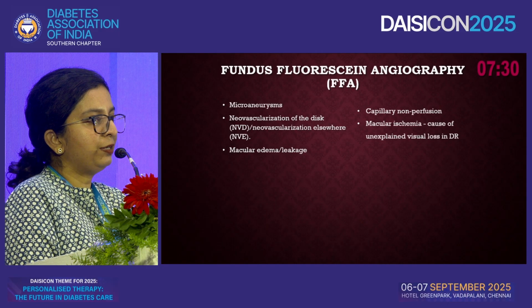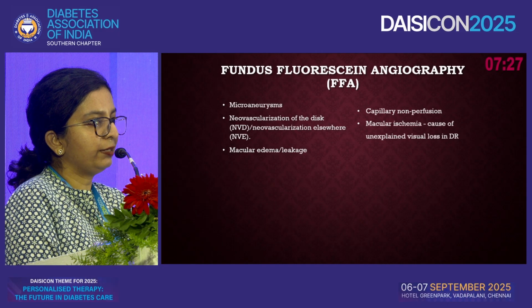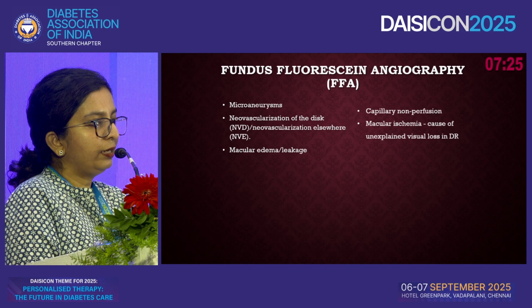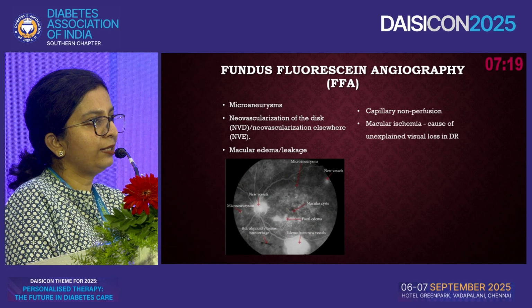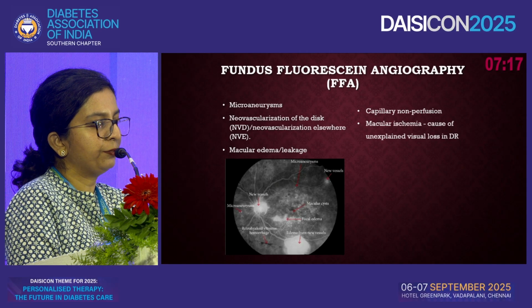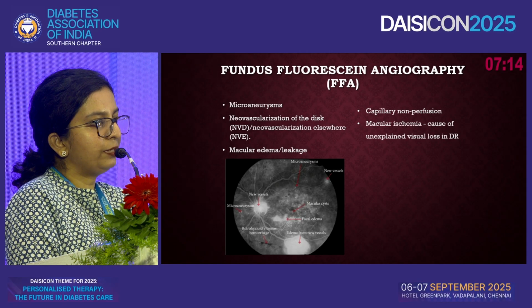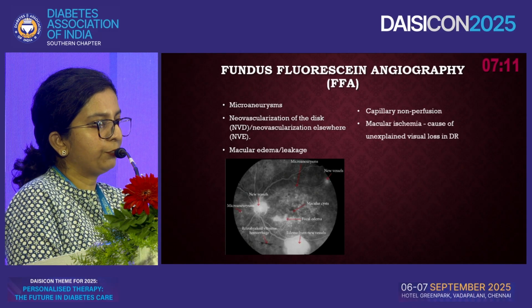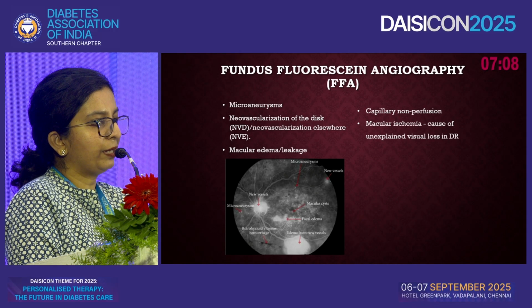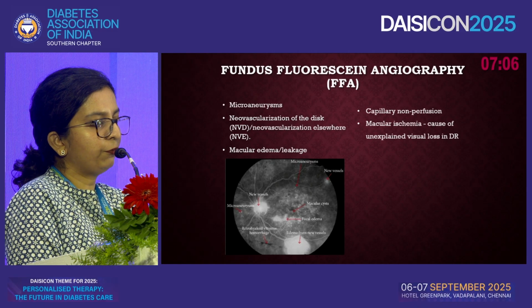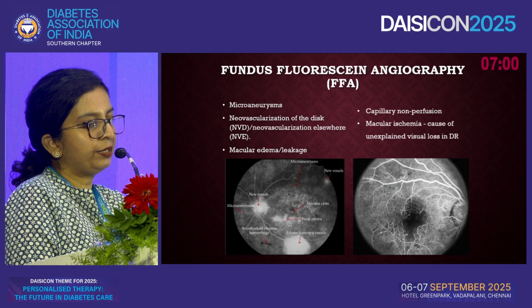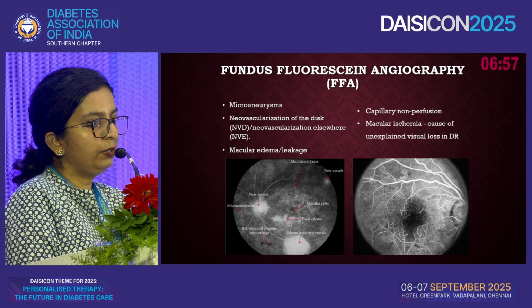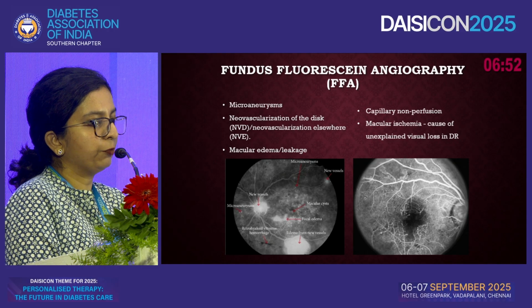Of course, FFA, fundus fluorescein angiography, is a time-tested technique which has been there for many decades. This is an invasive test, and fluorescent dye is injected and fundus images are captured. So this mainly helps to detect any leakage areas like neovascularization of the disc or elsewhere, and also in the macula, any leakage in the macula signifying macular edema. Another aspect is it helps to detect any non-perfusion areas, that is capillary non-perfusion, or macular ischemia, which can be an indicator of unexplained vision loss in retinopathy.